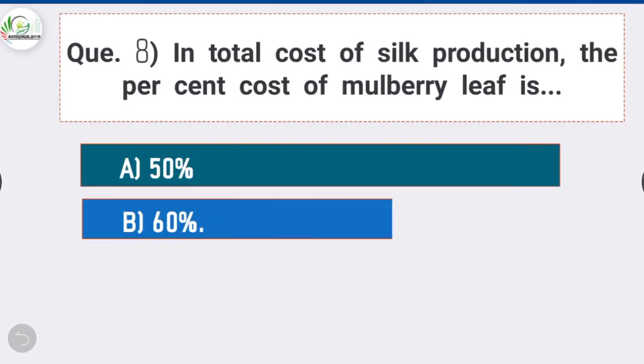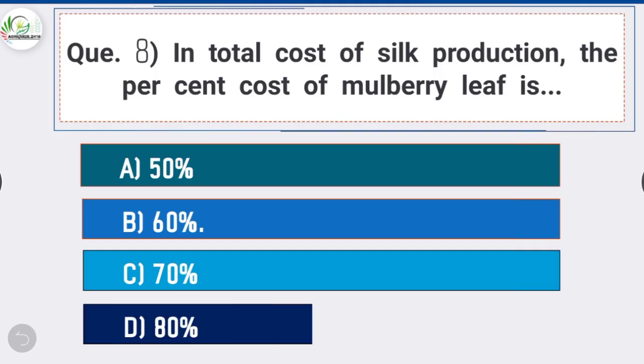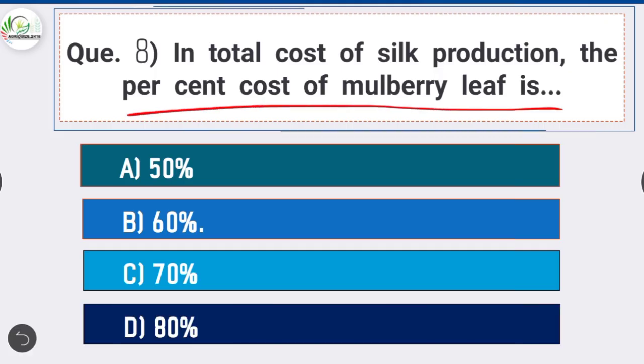Question number 8. In total cost of silk production, the percentage cost of mulberry leaf is? And the correct answer is 60%. In total cost of silk production, the percent of mulberry leaf is 60%.